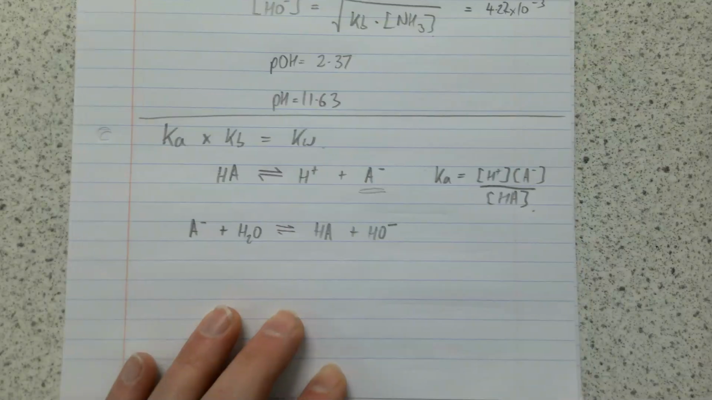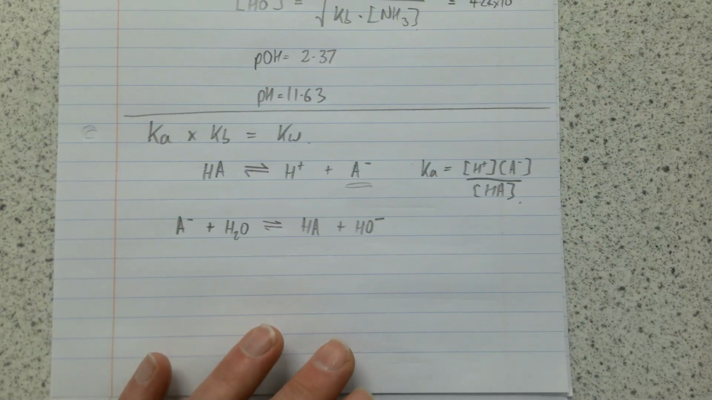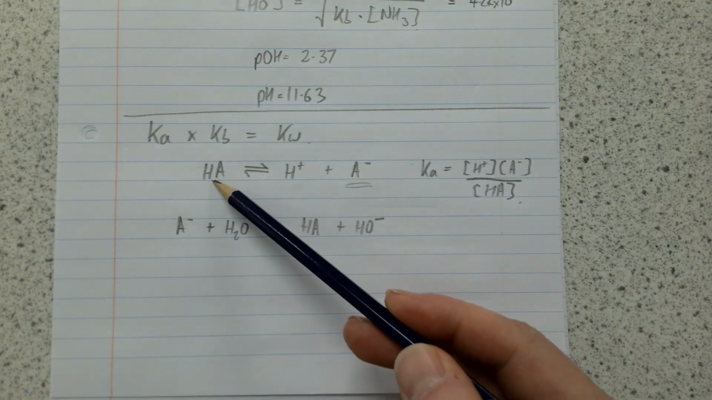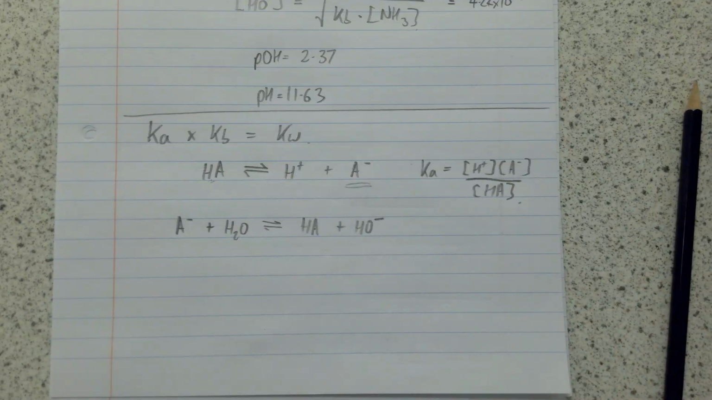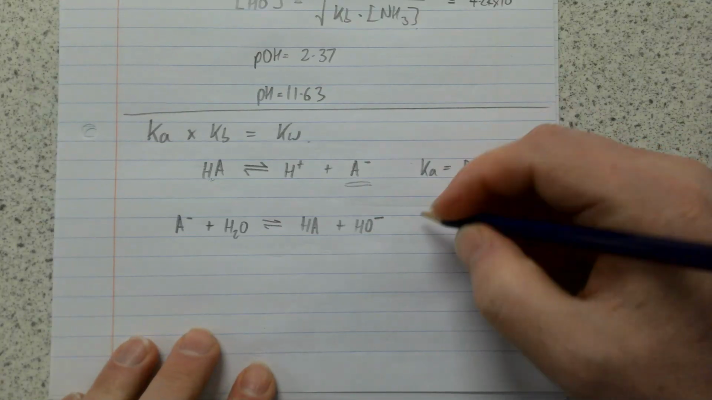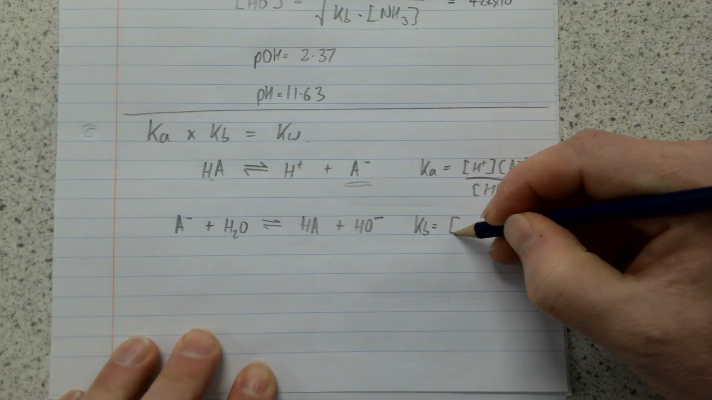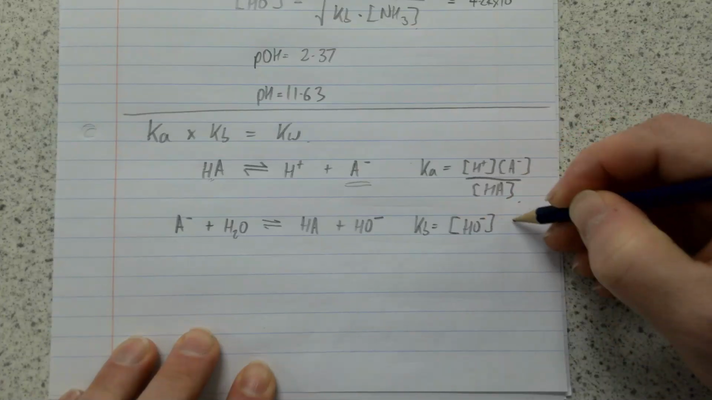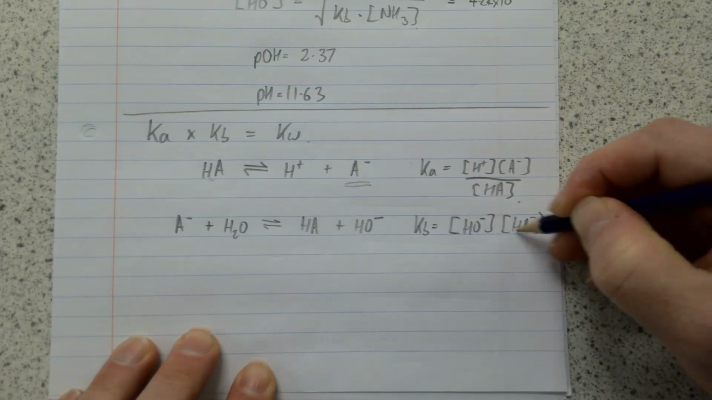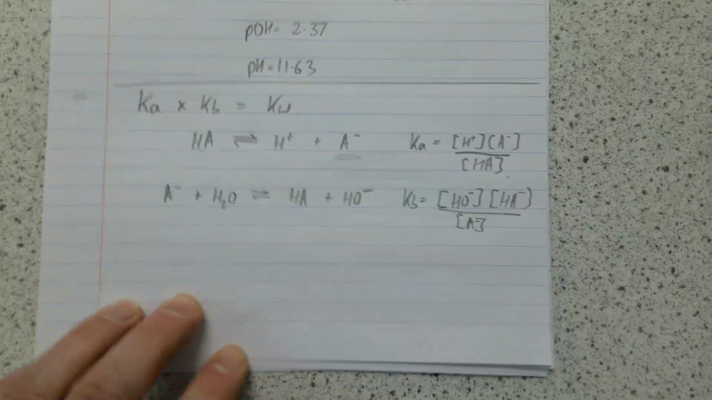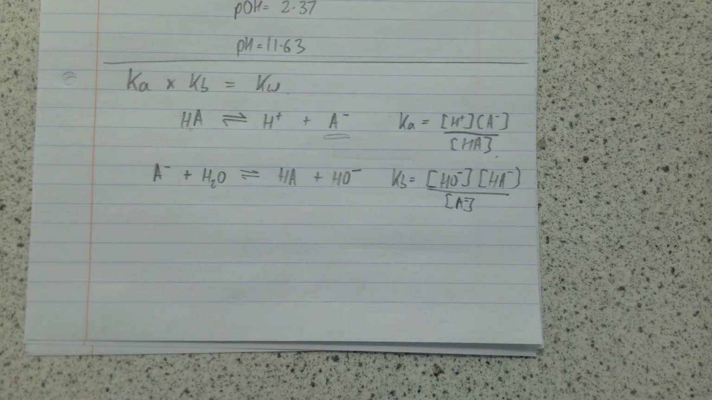So that A- can behave as a base and therefore will have a Kb. For every acid HA, which has a Ka, you will have a conjugate base which has a Kb, coming from its reaction with water. And that Kb can be written out as we did before: OH- times HA over A-.